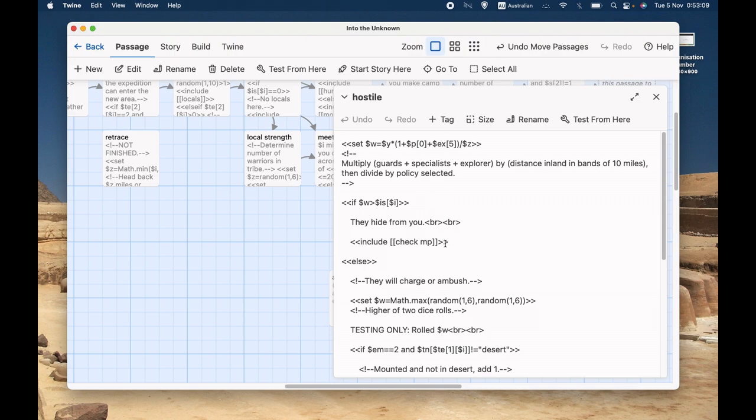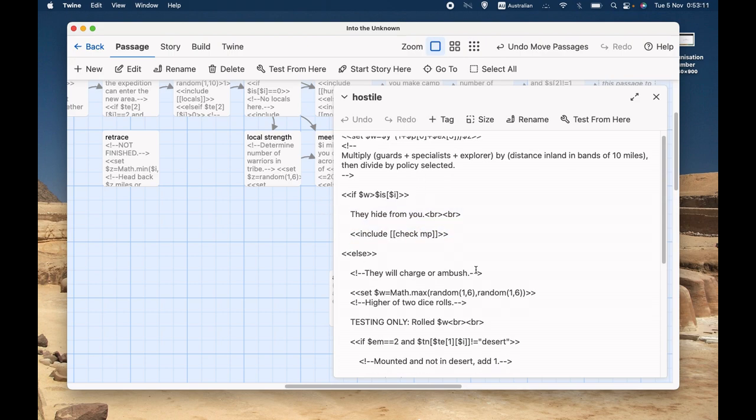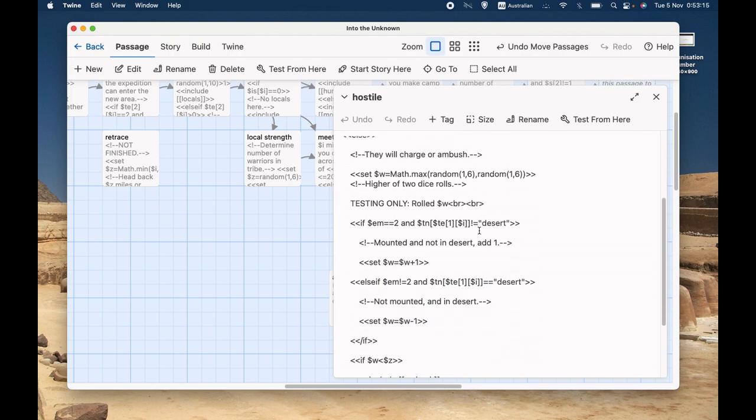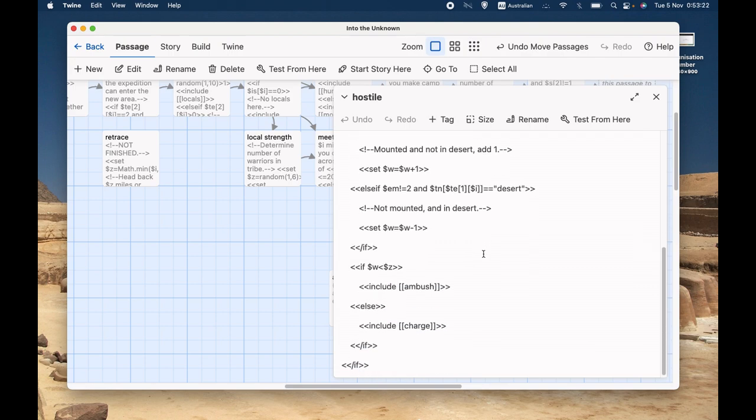We first see whether they hide from us, and then if they are not sort of intimidated by us and frightened by us, then we see whether they are cunning enough to set up an ambush, and if not, then we get the charge, which is the somewhat less dangerous form of combat.